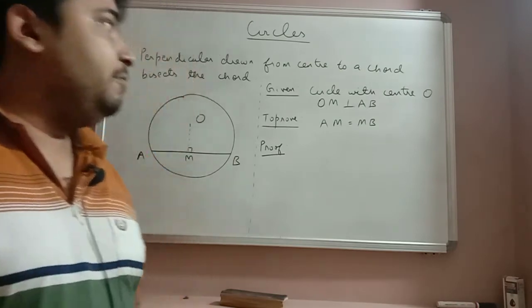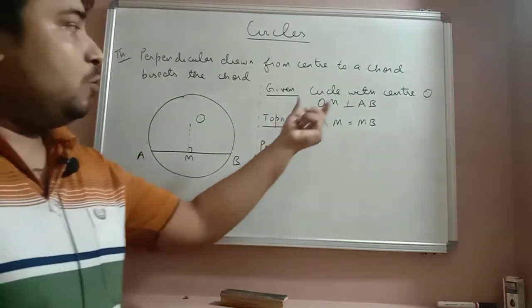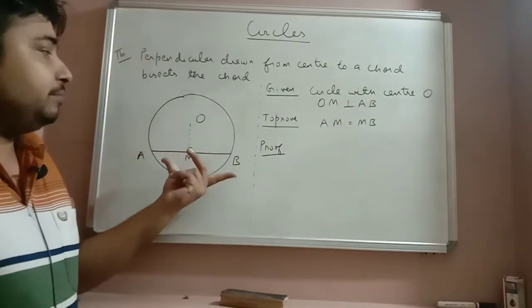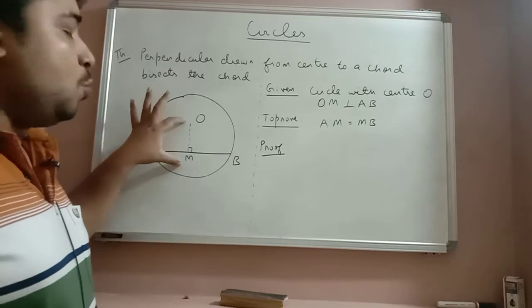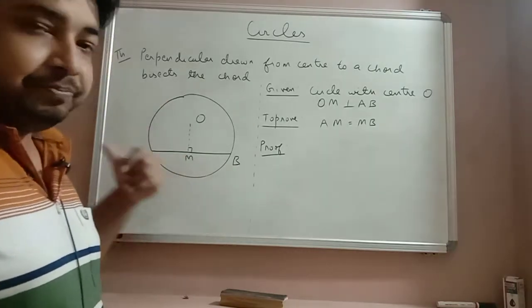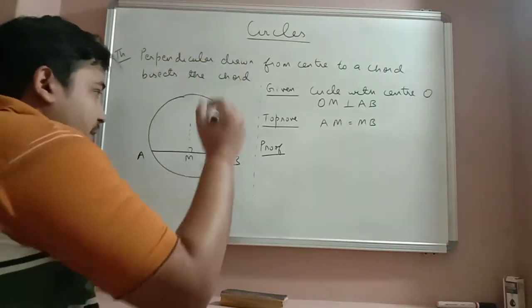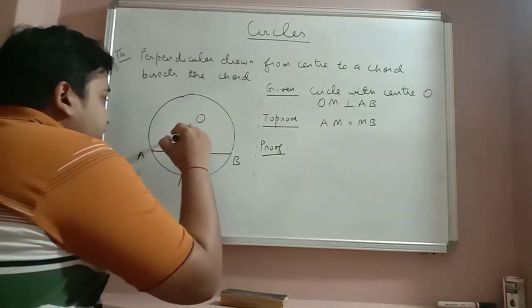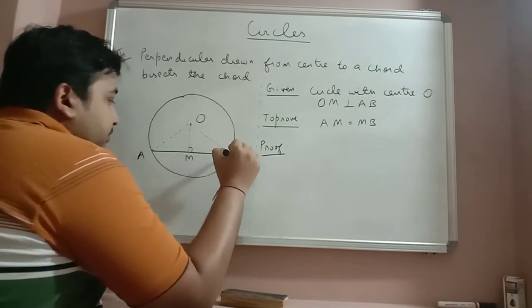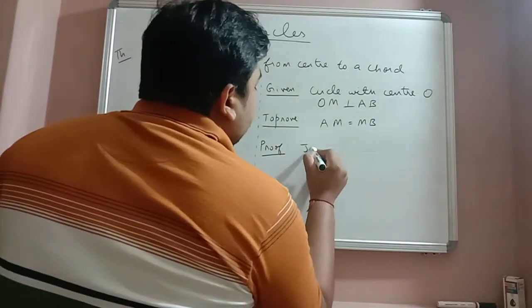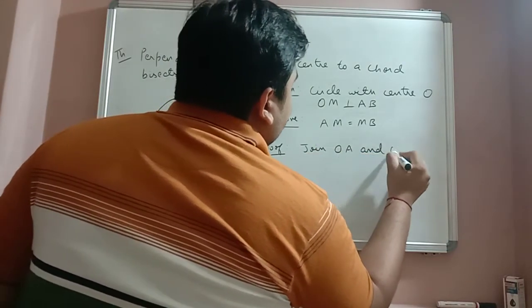Now in this theorem we are given that the circle with center O and OM is perpendicular to the chord AB, and we need to prove that AM is equal to MB, meaning that OM bisects AB. Let's see how we can prove that. Let us first join OA and let us join OB.